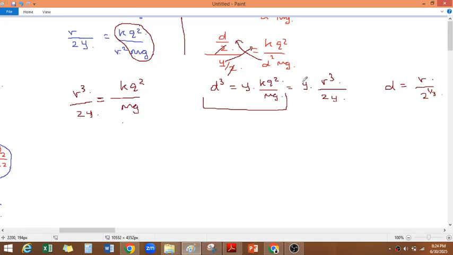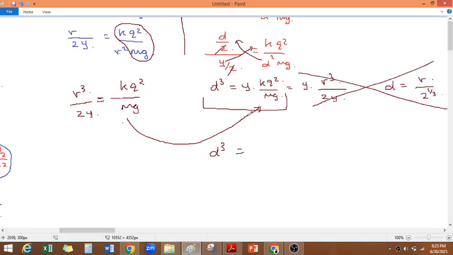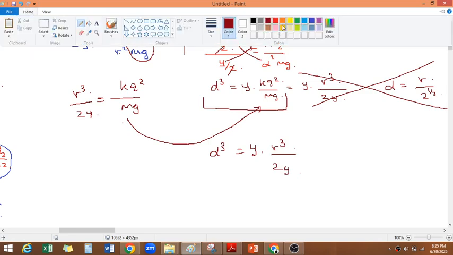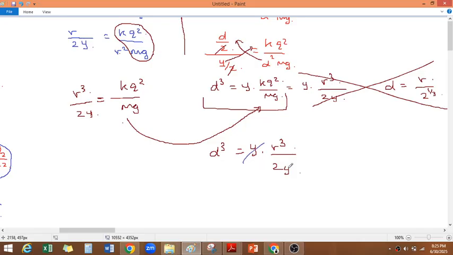I will be showing the pointer here, but I will be talking from here, so how will you understand it? So that means I have to replace this kq squared by mg in r cube. So d cube is equal to, maybe you did not understand what I wrote. In place of kq squared by mg, I will be replacing it with r cube by 2y. So y cancels, and I will get d cube equals r cube divided by 2.